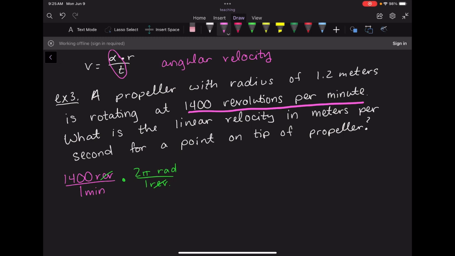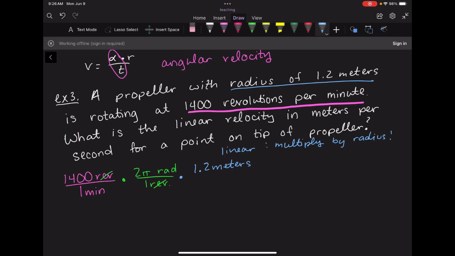Now I need to multiply by the radius. So for linear, you multiply by the radius. So you get your angle first, just like with angular, but now you have to multiply by radius. So my radius is 1.2 meters. So I have 1.2 meters.